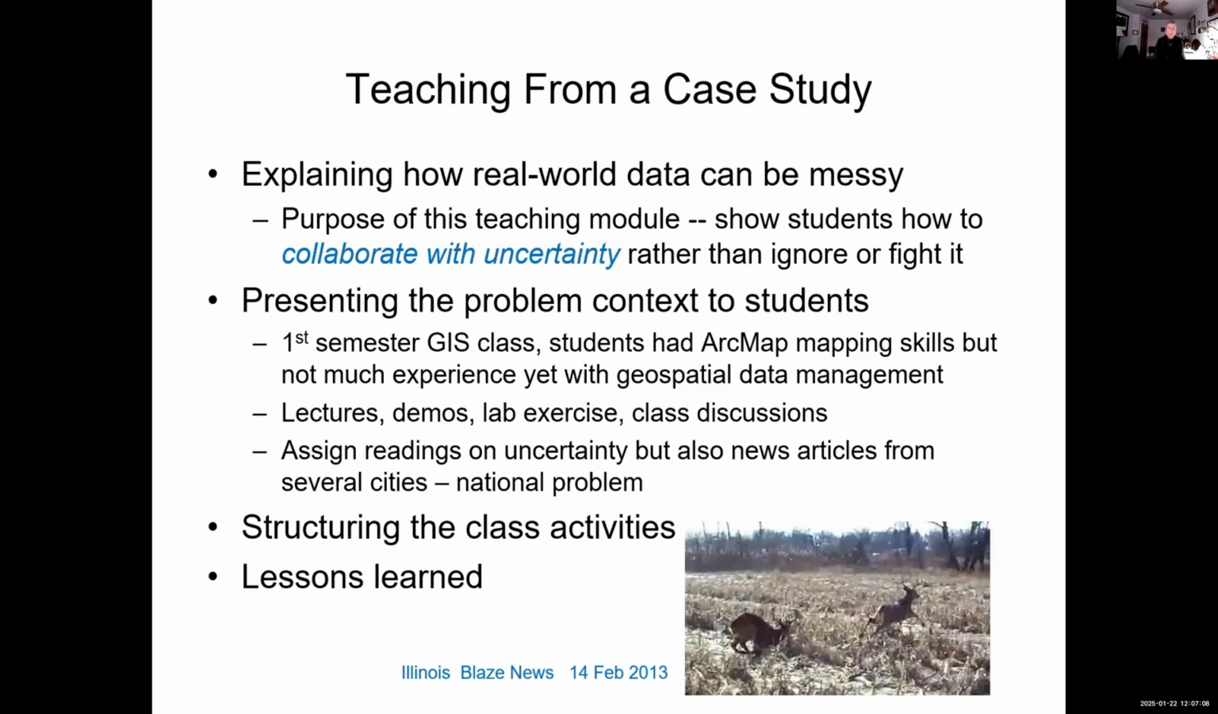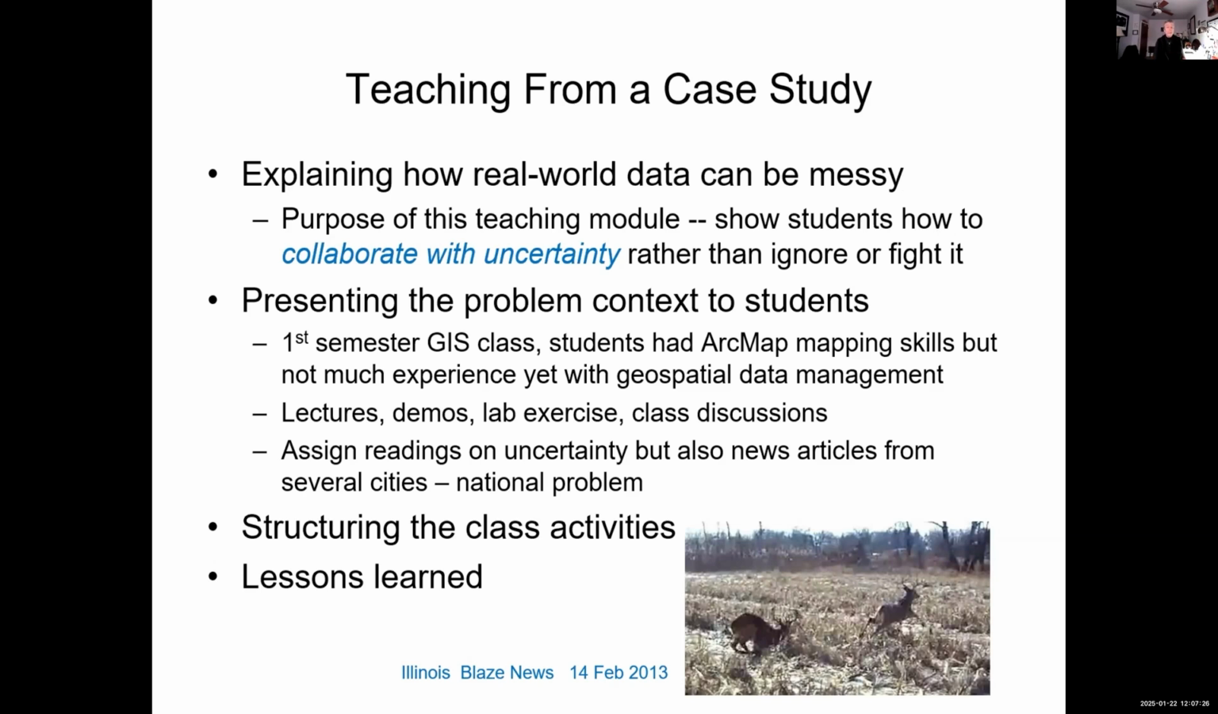So the purpose of this teaching model was to show students how to collaborate with uncertainty rather than to ignore it or hide it or fight it. This was a first semester GIS class. Students had ArcMap mapping skills, but not much experience yet with geospatial data management.